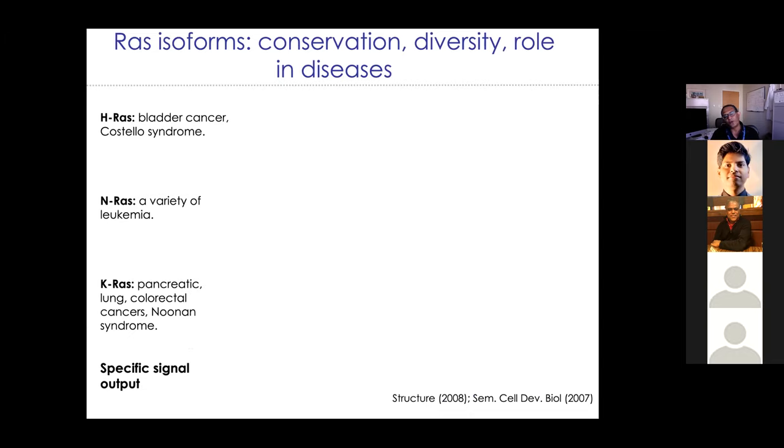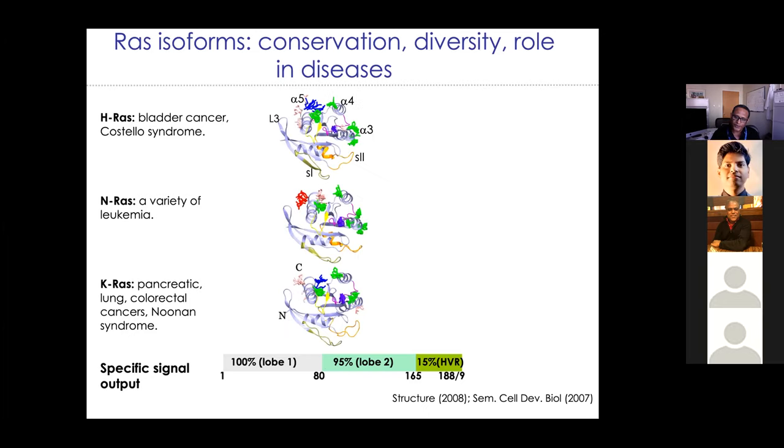So there are three isoforms of RAS proteins that are highly conserved in sequence, as you can see here. Lobe 1, which is essentially the first half of the protein or catalytic domain, is 100% conserved. Lobe 2 is about 95% conserved, but the hypervariable region, the HVR, is highly divergent in sequence, and as you will see later, also in structure. Just a few points to highlight about the catalytic domain. Lobe 2 is where you have all these mutations, about 5-6 of them, among HRAS, NRAS and KRAS proteins.